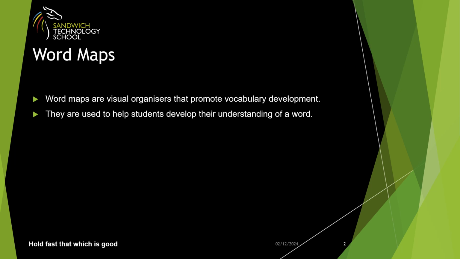Now, a word map, quite simply, is a visual organiser that's going to help promote that vocabulary development for our students. And it's going to allow students to use these word maps in order to really get to grips with the understanding of that terminology and that word that we're introducing to them.